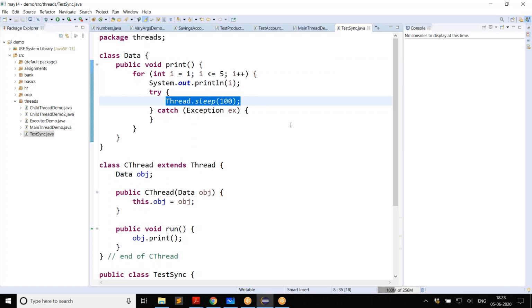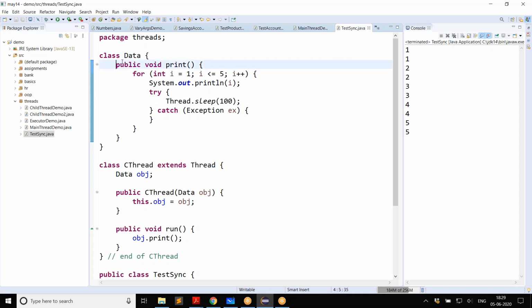Let's run this, and you can see the output like this. You're going to get numbers from both the threads: 1 1 2 2 3 3 4 4 5 5. That's expected, because thread 1 enters into it, prints 1 and sleeps. Thread 2 is also entering the same method, printing 1 and sleeping. In the meantime, thread 1 will wake up.